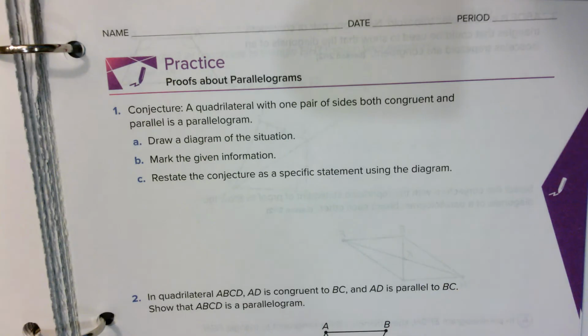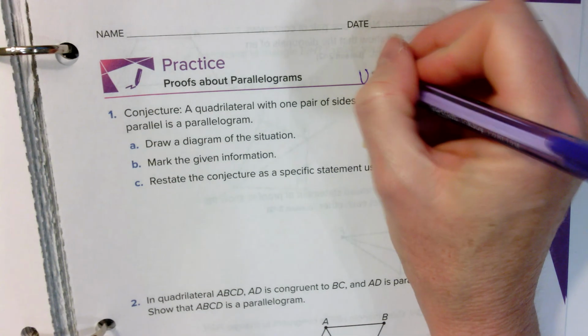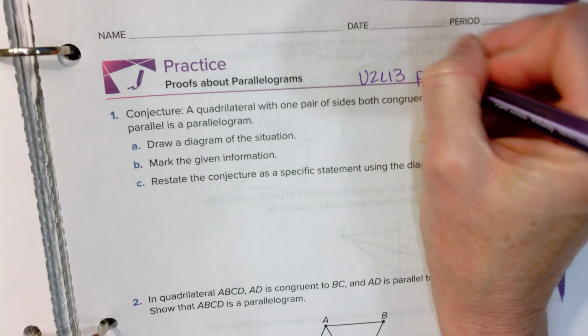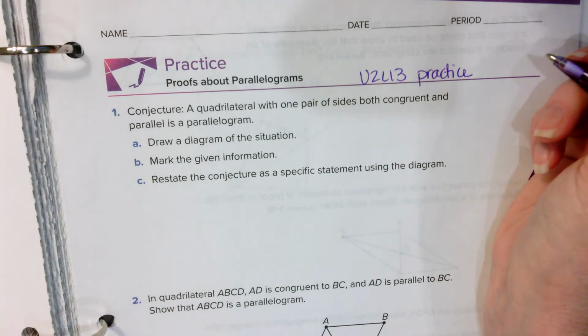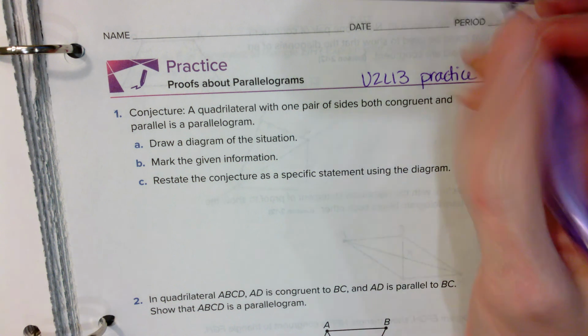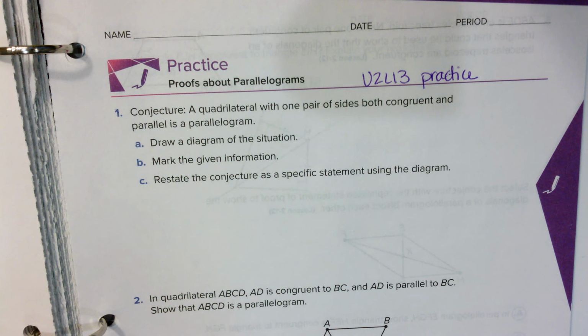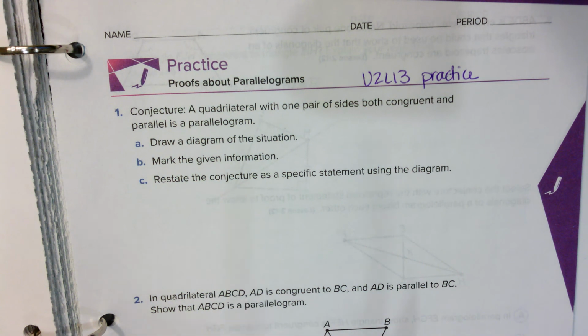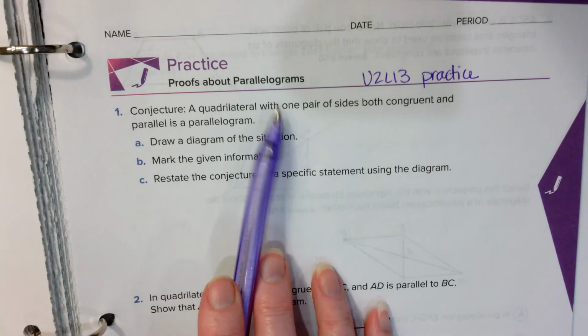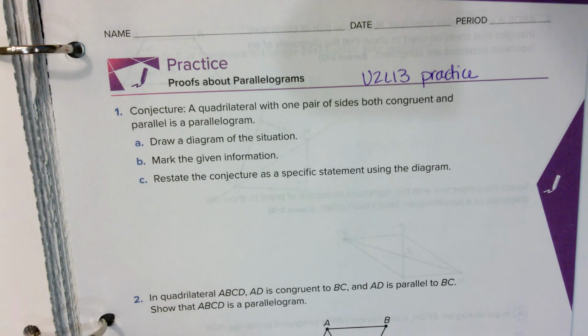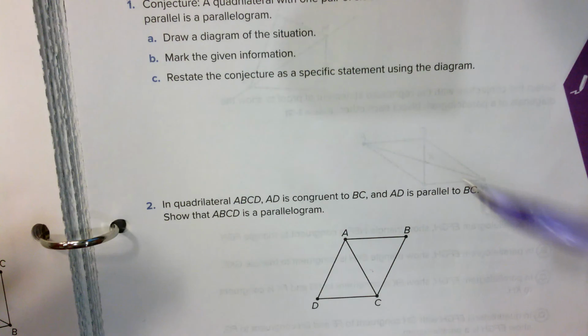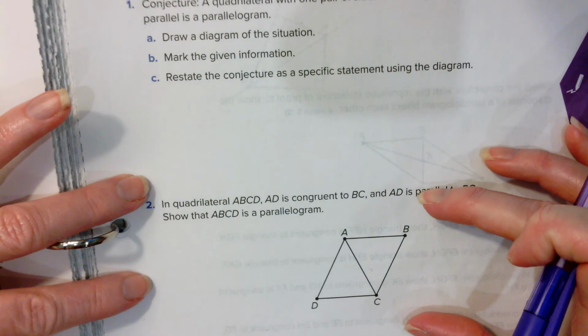So let's take a look at the practice. I'm going to actually put 1 and 2 together. So this is the practice for Unit 2, Lesson 13's practice. And numbers 1 and 2 I want to put together. It's a proof. So the top, you're drawing a diagram of a situation you already have in number 2. You're marking given information that we can mark on the diagram in number 2, and you are restating this conjecture more specifically for this diagram in number 2. So we'll just do everything about number 1 down here on top of 2.